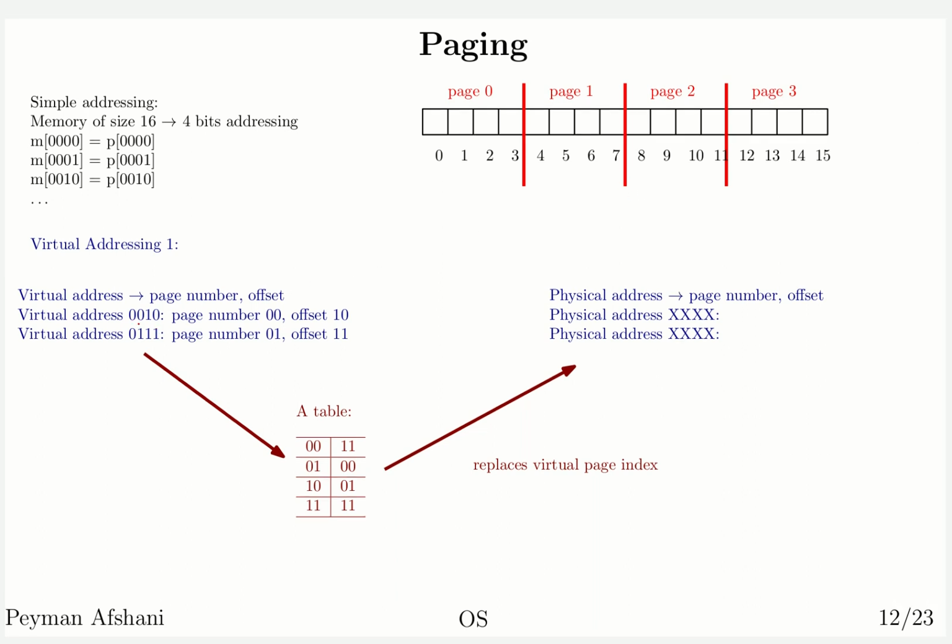Let's say we want to translate this virtual address 0010. We start with 0010. We look up the page number, which is 00, in the table. So 00 needs to turn into 11. We turn this into 11, and the offset stays the same, so 10. Therefore, my virtual address 0010 translates to 1110.